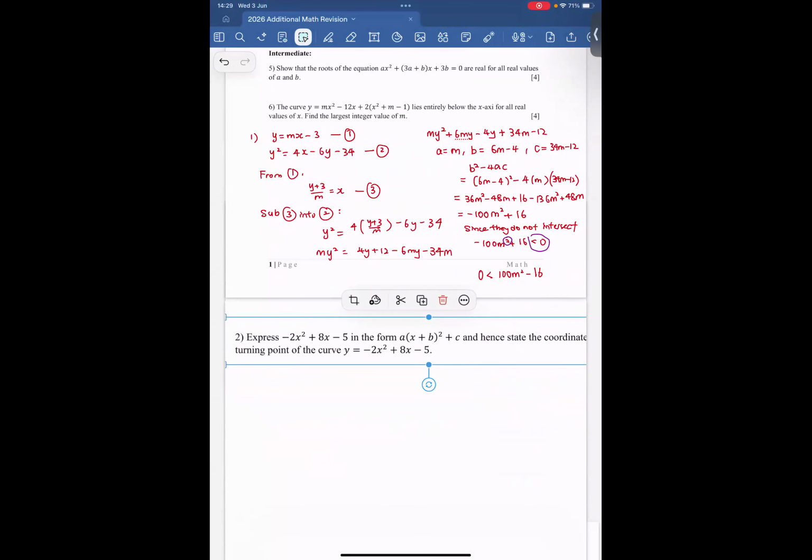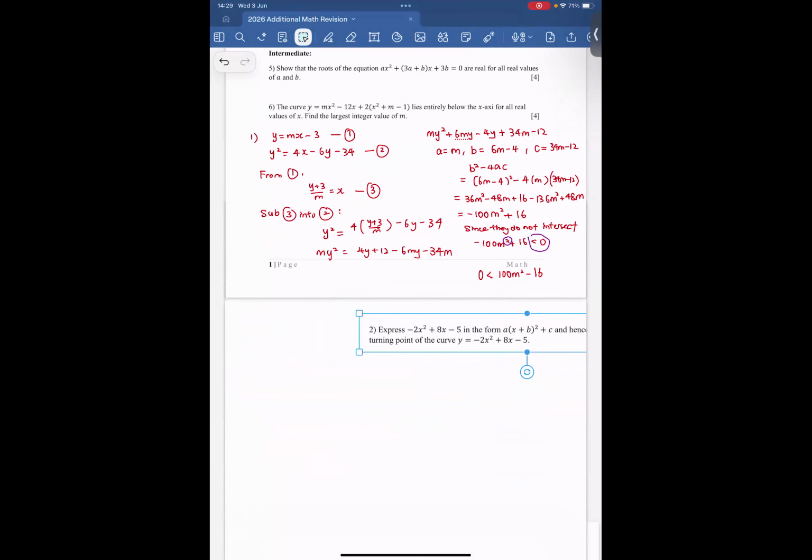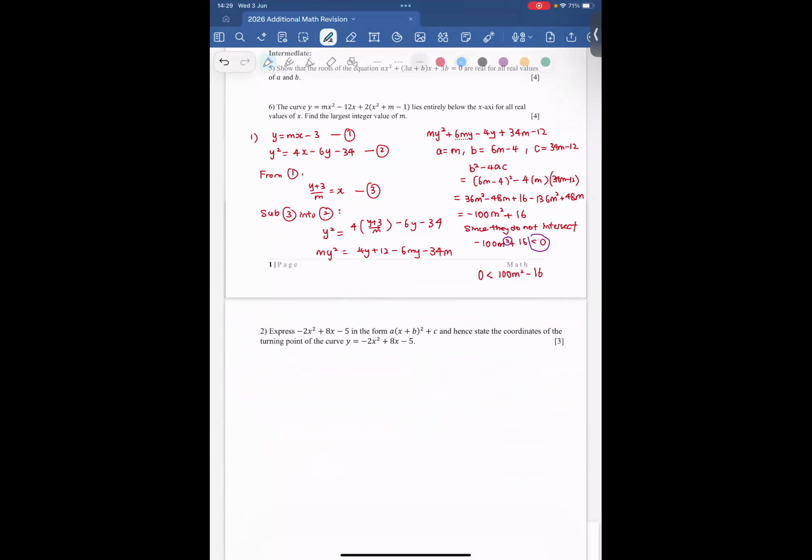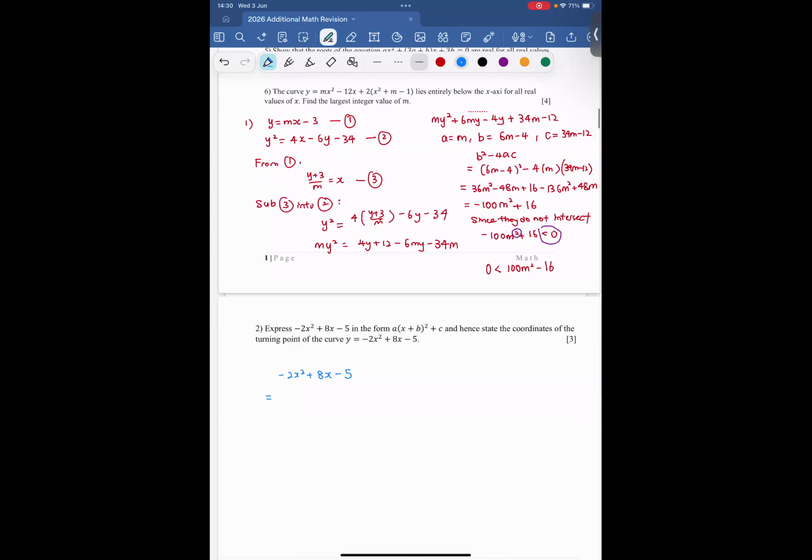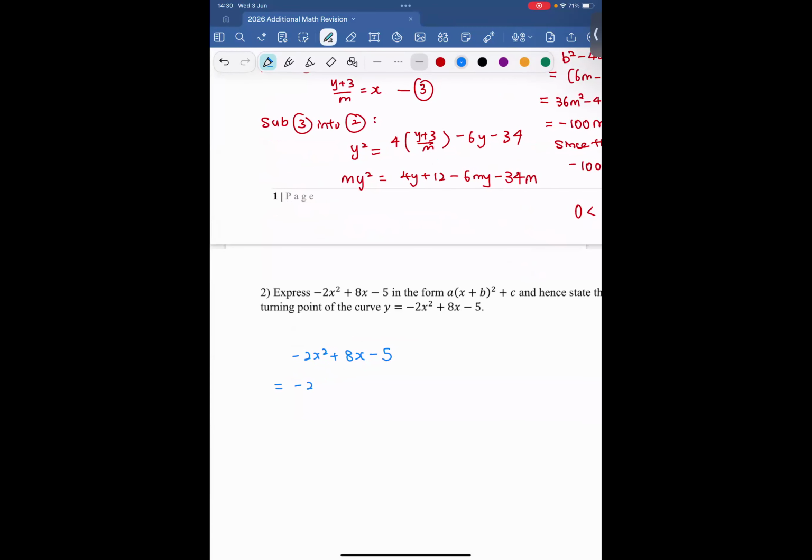Like I say, the purpose of completing the square is to find your turning point, maximum point and minimum point. So to complete the square, first thing you have to make sure the x square is 1. So when you factorize out -2, this becomes x squared minus 4x plus 5 over 2. When we complete the square, we only complete this part. So what square will contain this? We divide 4 by 2, so it's x minus 2 square. And remember, we just subtract away the 2 square, then copy down 5 over 2.